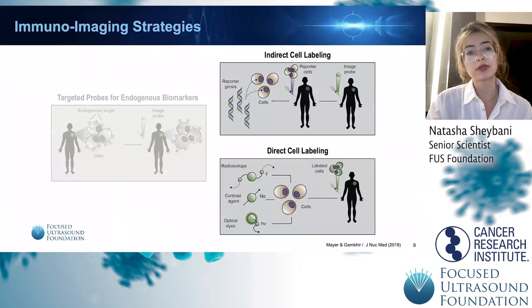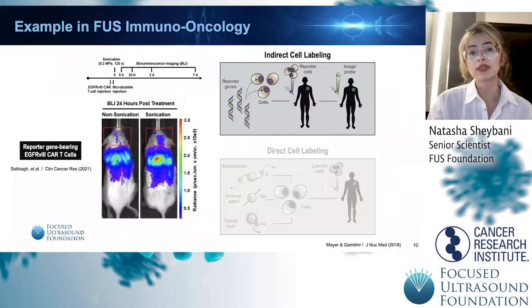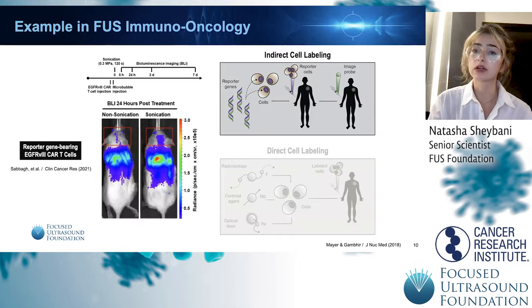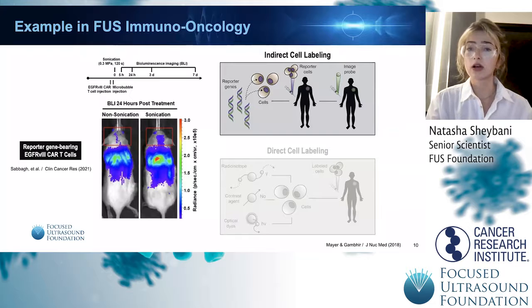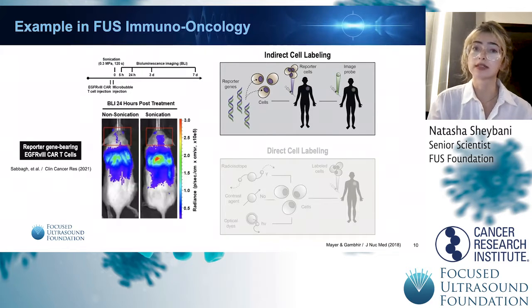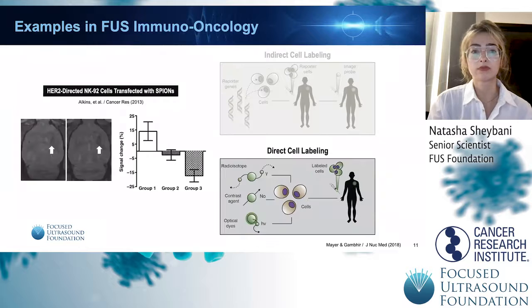In terms of cell labeling methods, I'll just touch on two studies briefly. This one from Amy Heimberger's group sought to monitor EGFRvIII CAR T cells following FUS-BBB opening in murine gliomas. And this was enabled by modifying the CAR plasmid to express firefly luciferase for bioluminescence imaging in this case. And you can see representative examples of non-sonicated and sonicated mice shown here on the slide.